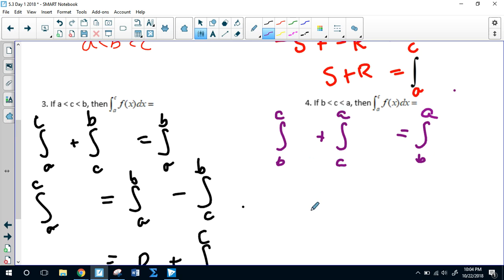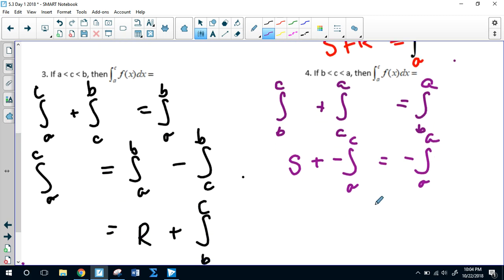I have to switch from c to a. So b to c we know is equal to s, and then c to a needs to be switched, so it's negative a to c, and b to a needs to be switched, so it's negative a to b. And I know that negative a to b, can't even read my handwriting anymore, it's supposed to be a b. Negative a to b, from a to b is equal to r, so this will be equal to negative r.